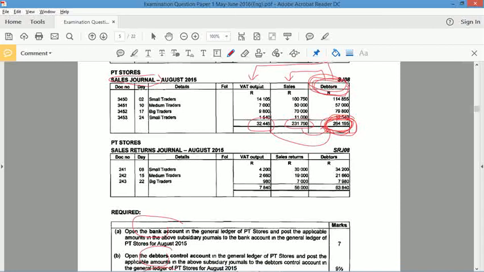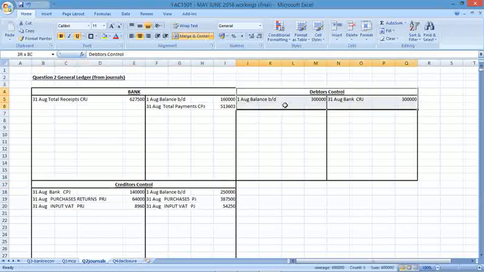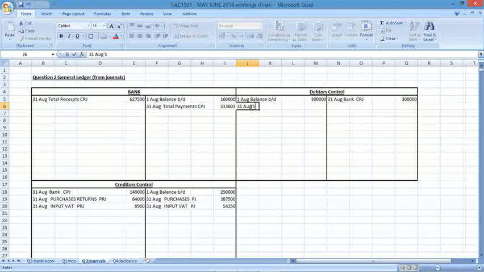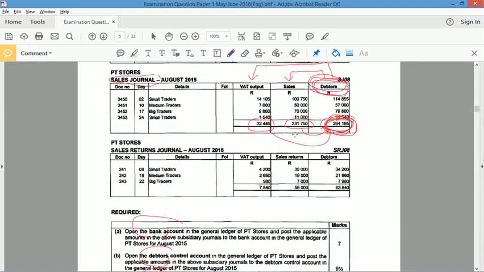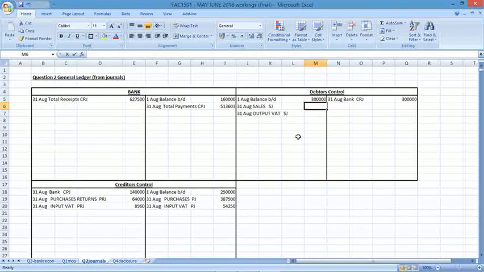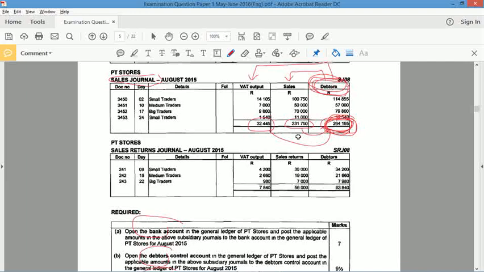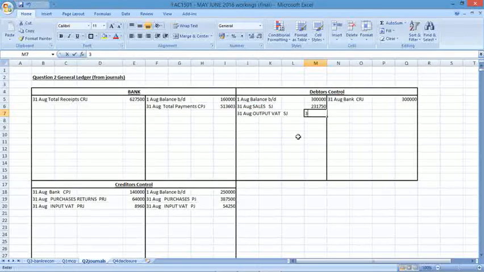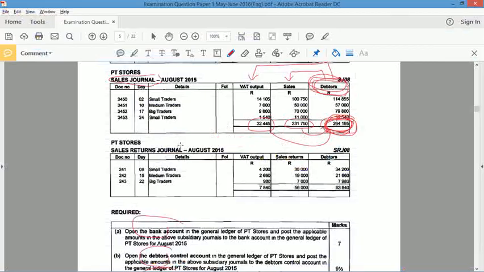The debtors have to pay the 64,195, and it comprises two things, sales and output VAT. So if debtors are going to owe us and they're going to be increasing, you're going to have debtors on this side of the account. So sales from the sales journal and output VAT because you're selling. And the sales is how much? The sales is 231,750. The VAT is 32,445. Here we go. All right, next, sales returns journal.